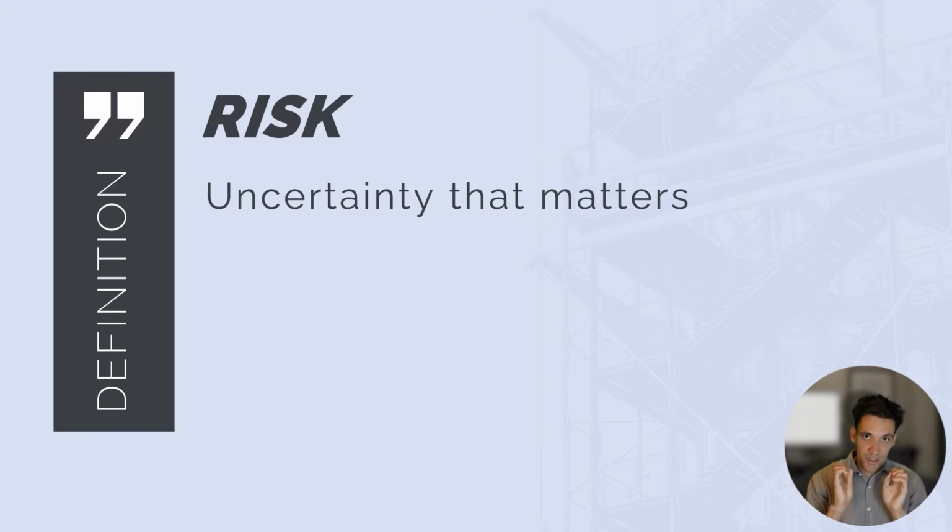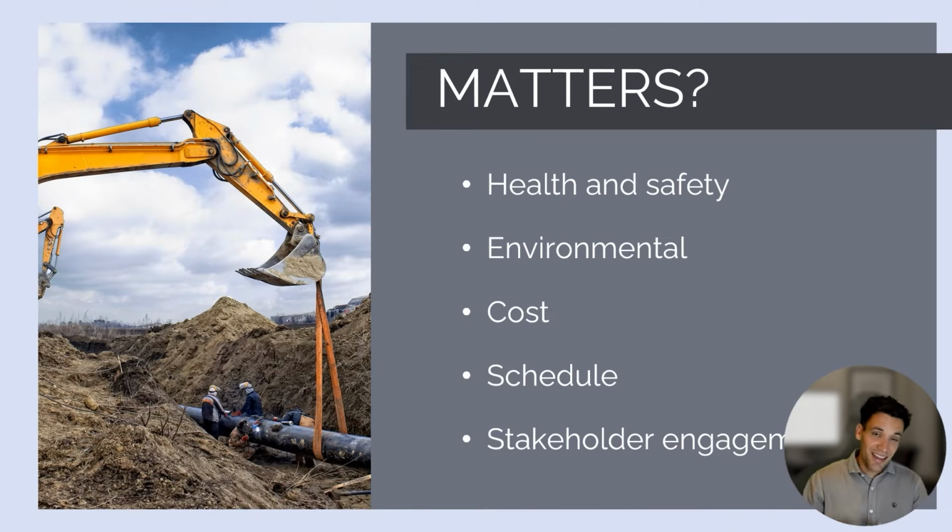Risk is the uncertainty that matters to the project. It's the things we don't know about, the uncertainty in our plan, and the uncertainty that can impact the outcomes of the project. So when we say risk matters, we're saying risk has an impact on the objectives of the project.